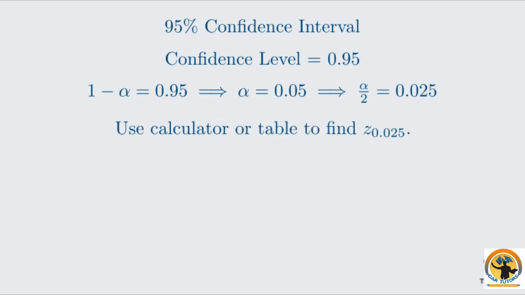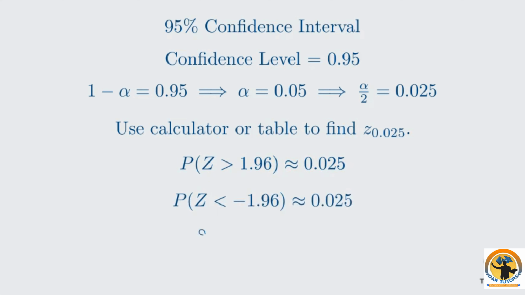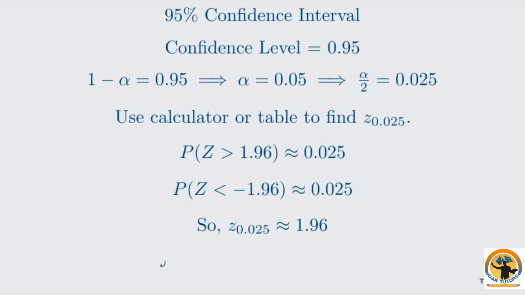Using a calculator or standard normal tables, we find that the z-score for an area of 0.025 in the upper tail is approximately 1.96. Due to symmetry, the critical values are positive and negative 1.96. Plugging this value into our general formula, the 95% confidence interval for mu is the sample mean x bar, plus or minus 1.96 times the standard error.